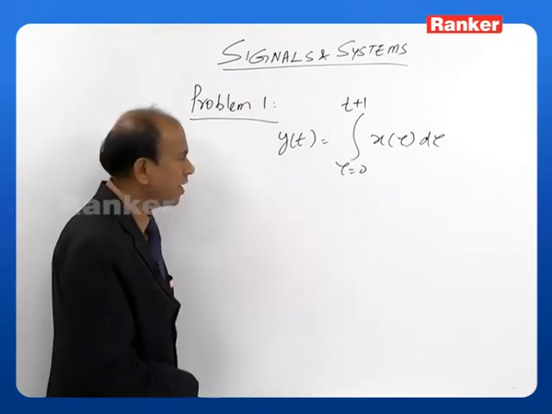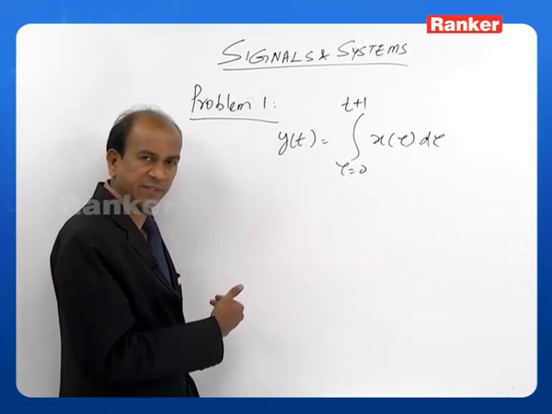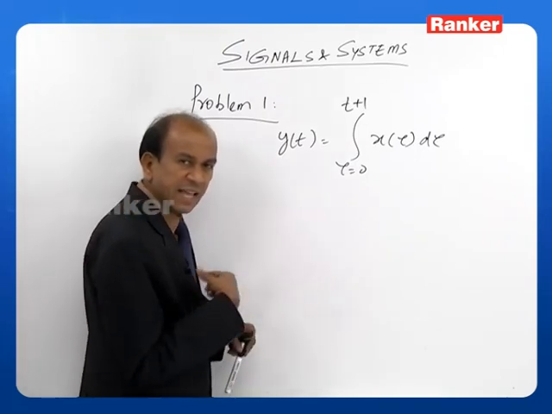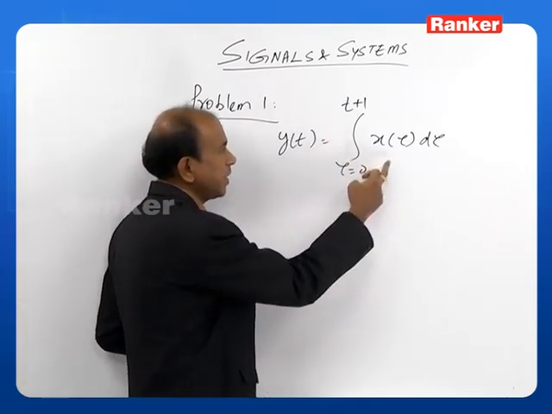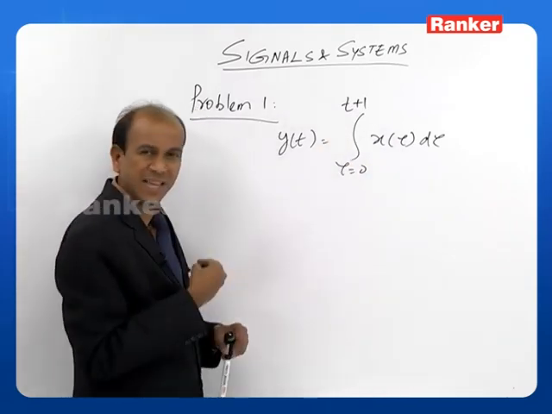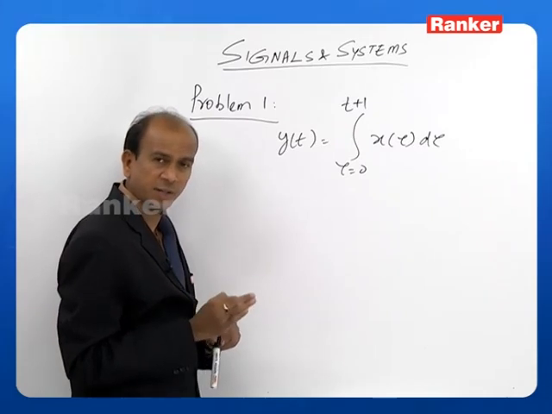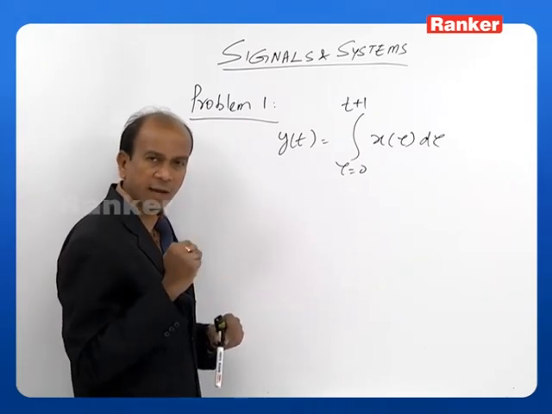So, what is y of t here? Y of t is the output of the particular system given to us, which is actually an integration from tau equal to 0 to t plus 1 of x of tau d tau. Now, we have to see whether the system is causal or not.